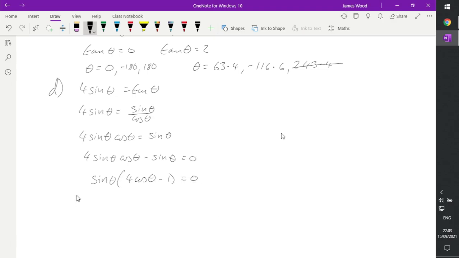So I can get to there. So now sine theta is 0 or cos theta is 1/4. And then I can solve both of those between my limits of minus 180 and 180. Let's do that.